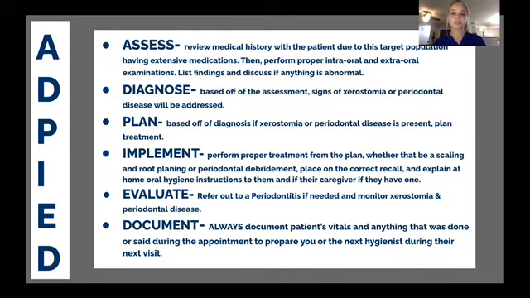For planning, based off of your diagnosis, if xerostomia or periodontal disease is present, we would plan your treatment. For implementation, we would perform proper treatment from the plan, whether that be a scaling and root planing or periodontal debridement, place you on the correct recall list, and explain at-home oral hygiene instructions to you, and if your caregiver is present, we would explain it to them as well. This is when we would talk about using the Biotene rinse or a non-alcoholic mouthwash, chewing on sugar-free xylitol gum, or even sugar-free hard candies for your xerostomia, and if you have periodontal disease, we'd refer you out.